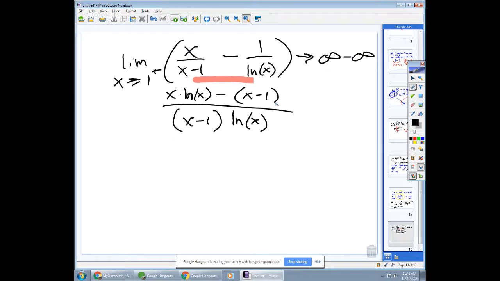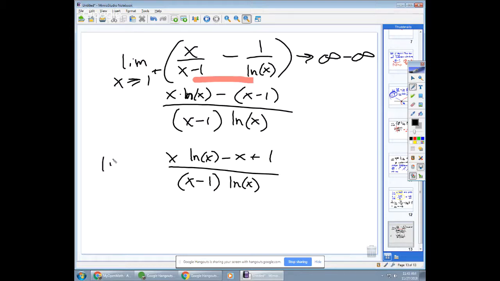I'm going to ignore the limit for a minute while I clean this up. So let's see, does that clean up much? Not really. Nothing cancels here. You can just change the signs. Yeah, I could. So I could write it as x natural log of x minus x plus 1. Do I want to distribute the natural log? I think it benefits me to not distribute. I'm going to leave it as x minus 1 times the natural log of x.